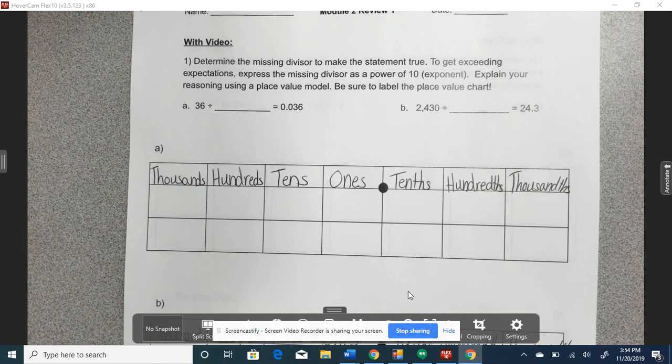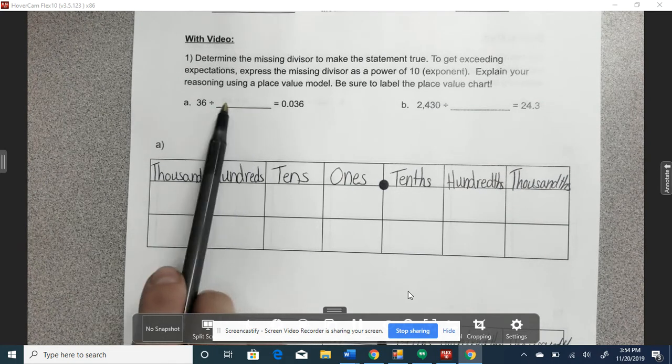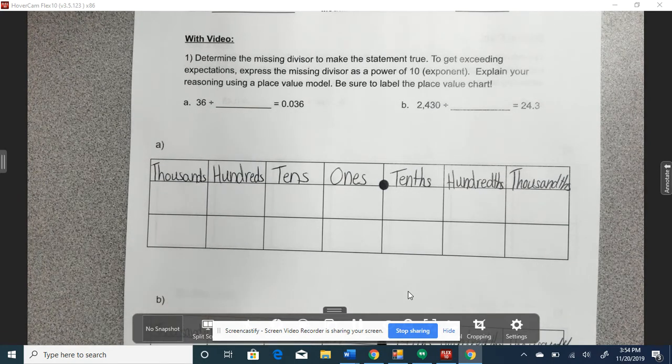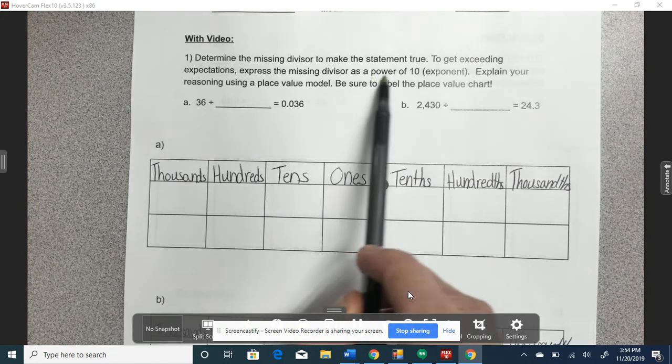Hey everyone, today we're going to be reviewing for our Module 2 assessment coming up soon. First problem is going to be using a place value chart. We're going to be trying to determine the missing divisor, or the number that we're dividing by, and we're going to express that as a power of 10, which is also known as an exponent.